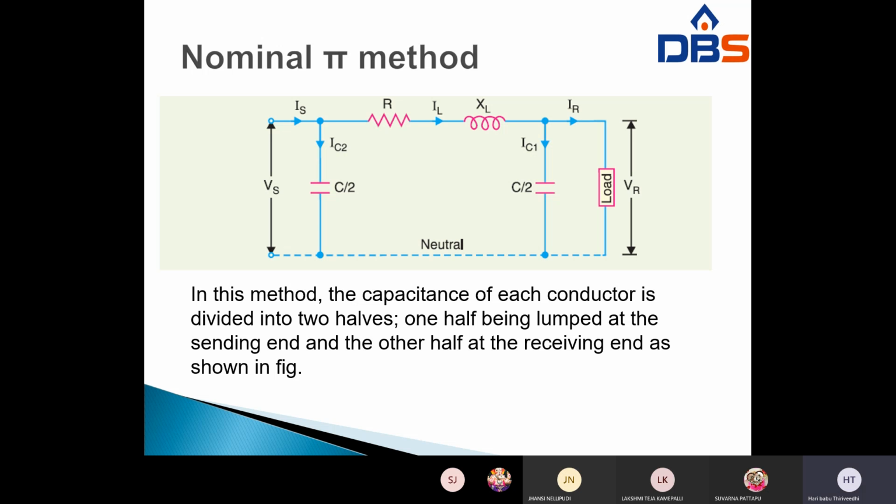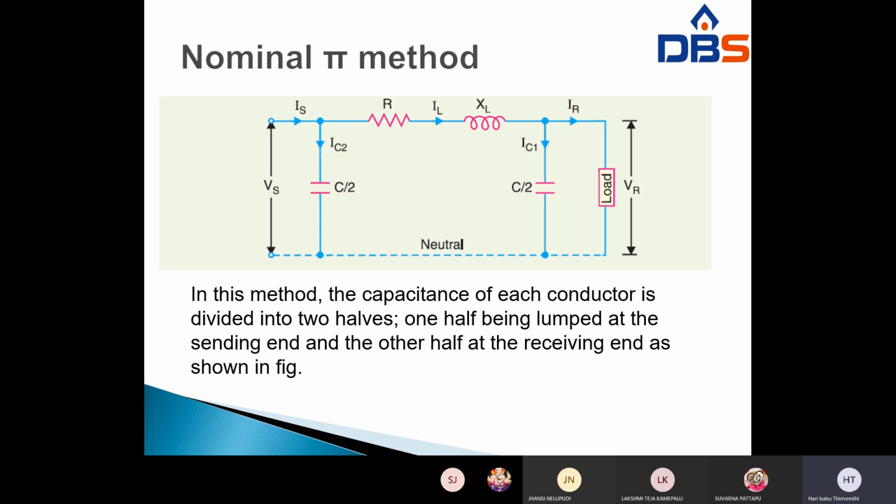First you have to calculate the charging current at load end. Charging current at load end is nothing but load side IC1. IC1 is equal to j omega C by 2 VR, that is j pi f C VR. So as usual, you have to take the receiving end voltage as the reference, and IR is lagging by an angle phi R.